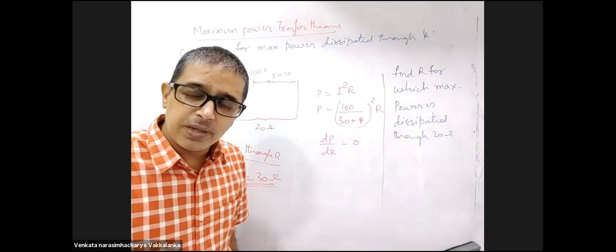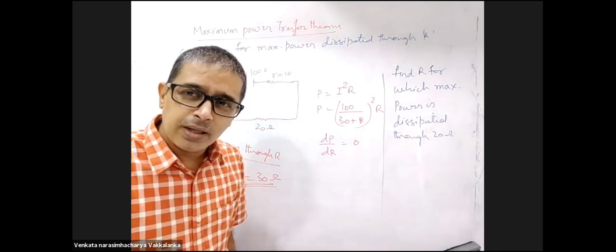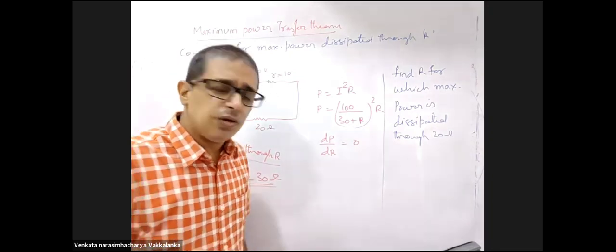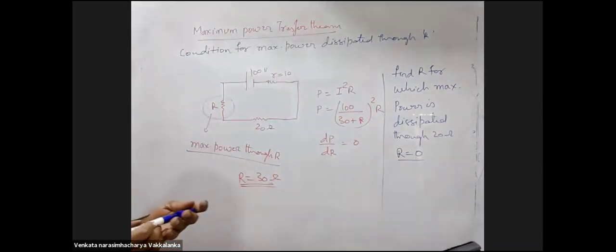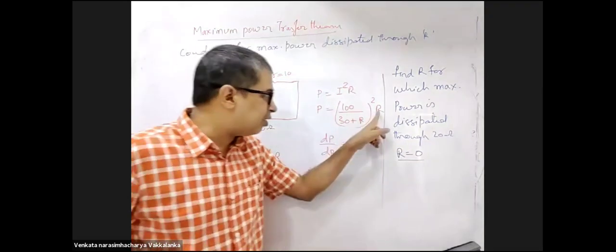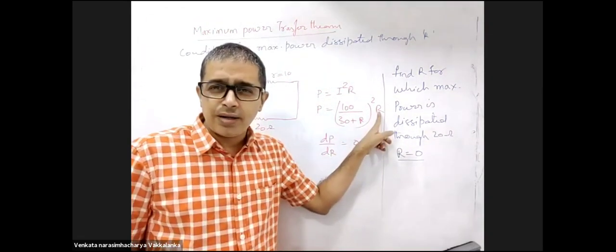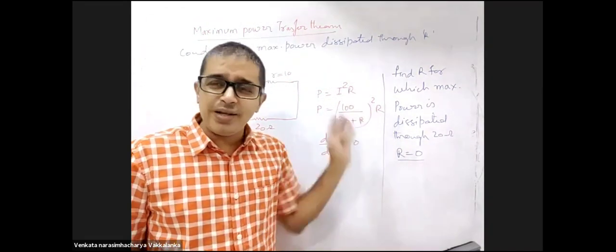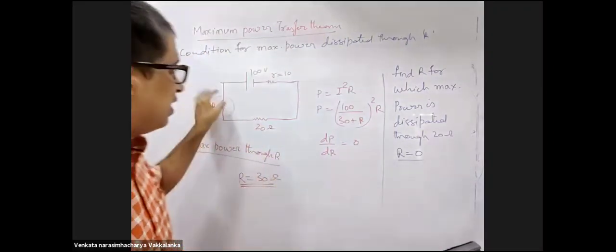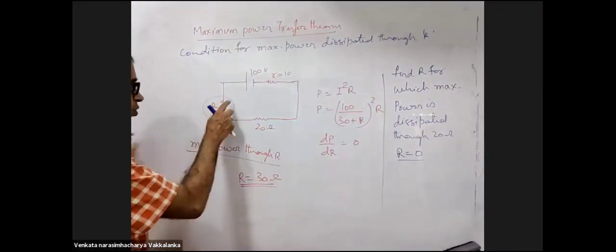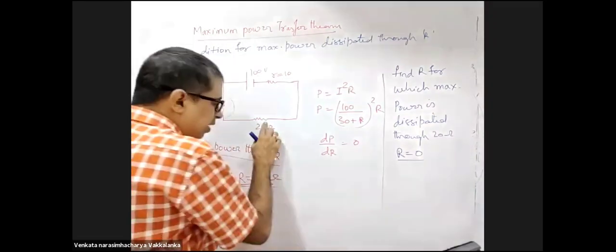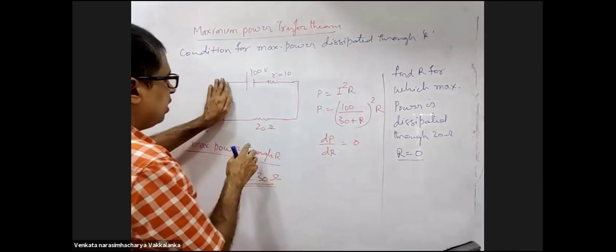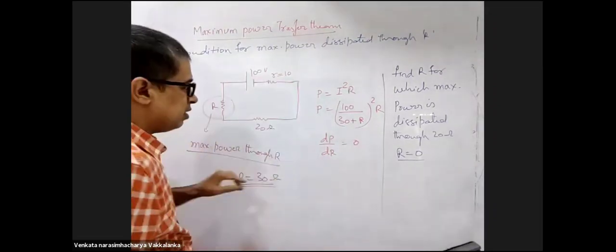You know what will my answer be? 0. Put R is equal to 0. See, while you were calculating here, you had R in the numerator and denominator. You were finding the condition for maximum power through this, so you took a certain value of R. But I want maximum power through this, which means make this 0. Don't you think current will increase?